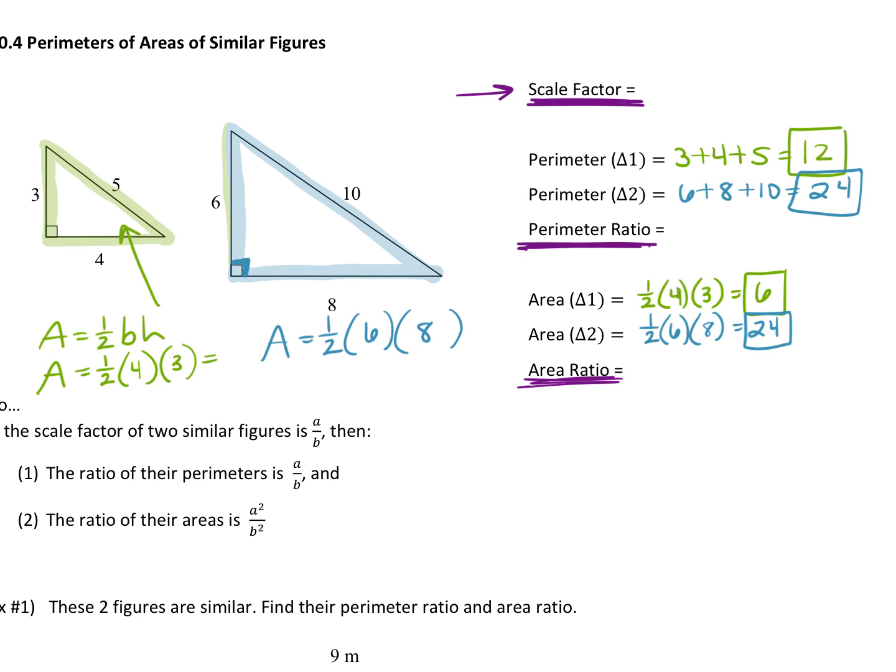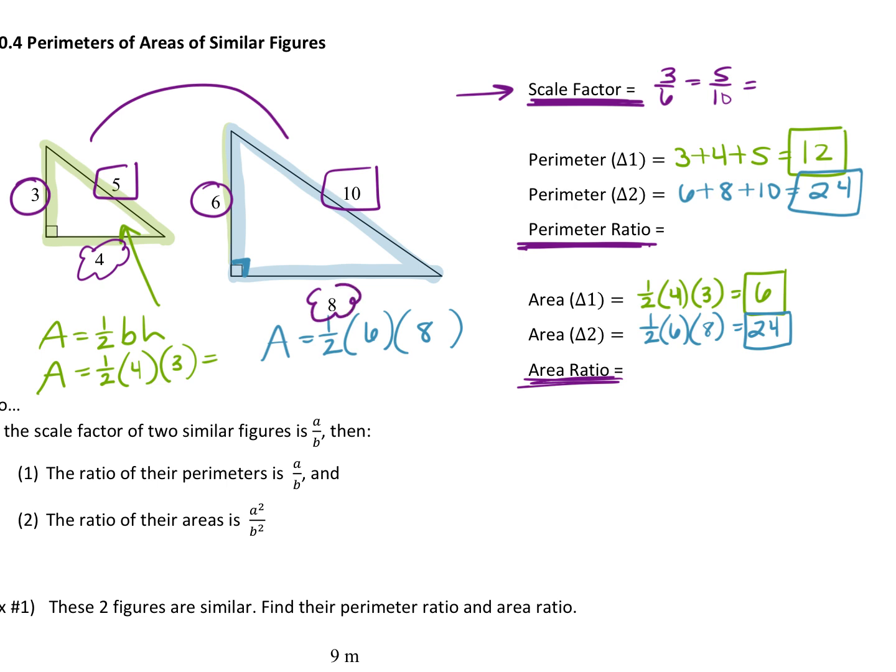Do you remember how to find a scale factor for 2 figures? Do you know the scale factor for this figure to this figure? Okay. So you could say 2 over 1, but you always do it in the order it's given, right? So like 3 over 6 or 5 over 10, right? Or 4 over 8, right?